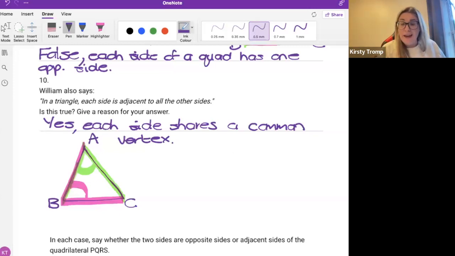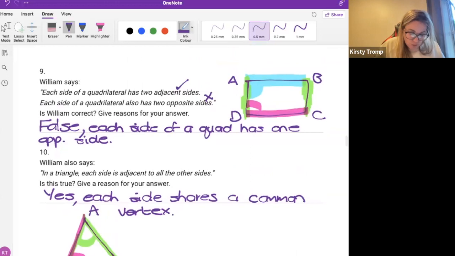Azande is gone. Okay, so guys, the most helpful thing to do when you get a question like this is to draw the shape first. Draw the shape and go through it carefully, like that quadrilateral one, which was quite tricky. Each side does have two adjacent sides, but each side only has one opposite side. So make sure you are reading the questions really carefully and that you draw them out.